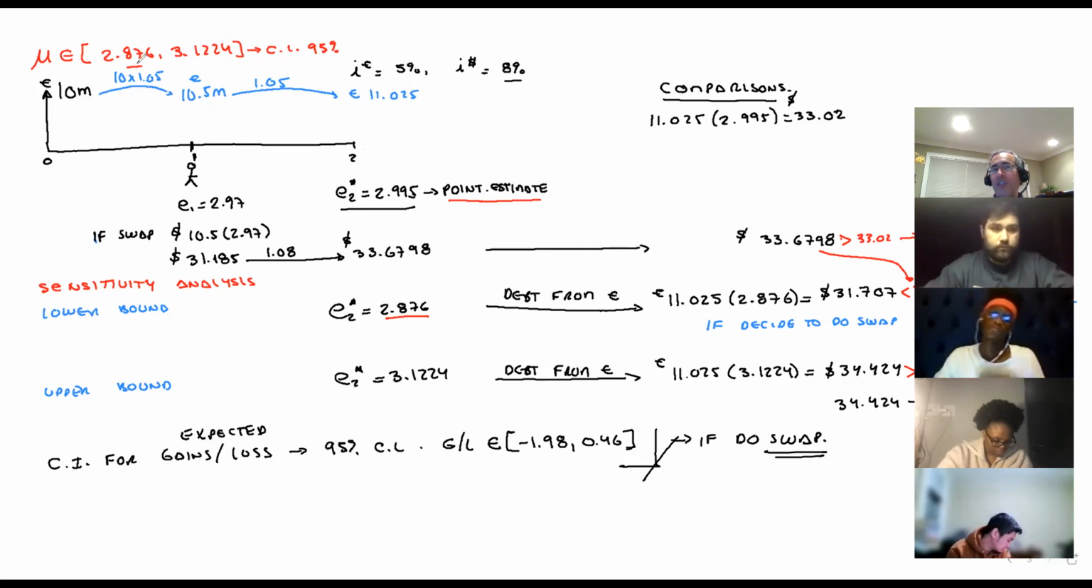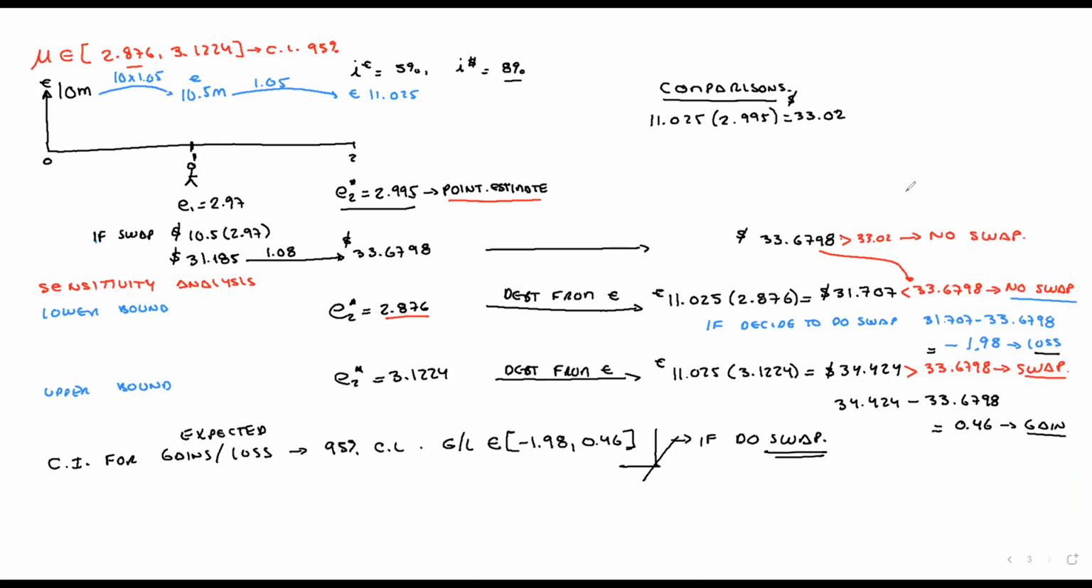My worst case scenario is if the exchange rate is 2.876. If I do the swap, I would have lost minus $1.98 million. But if I'm lucky and the exchange rate goes to 3.1224, my profitability is going to be 0.46. My gains from this transaction are going to be 0.46.